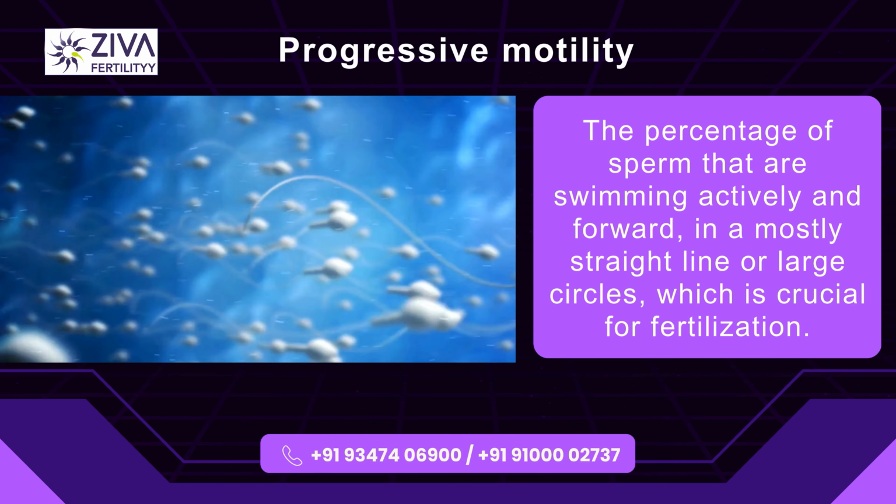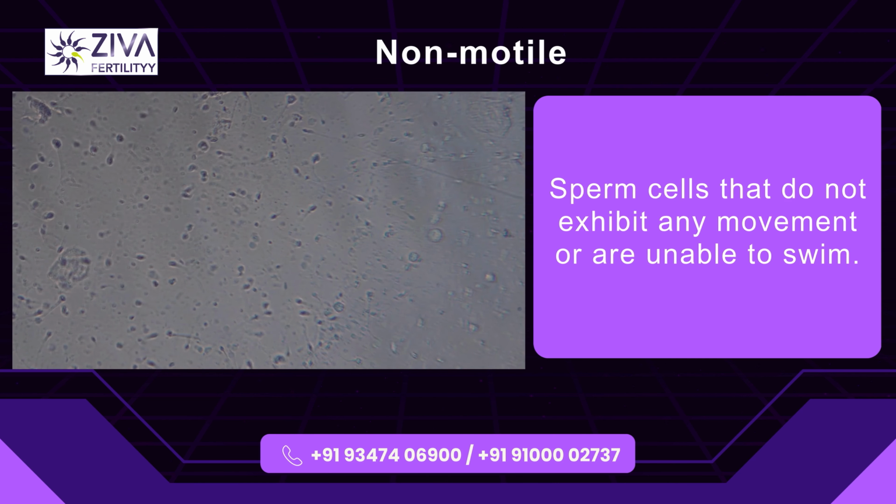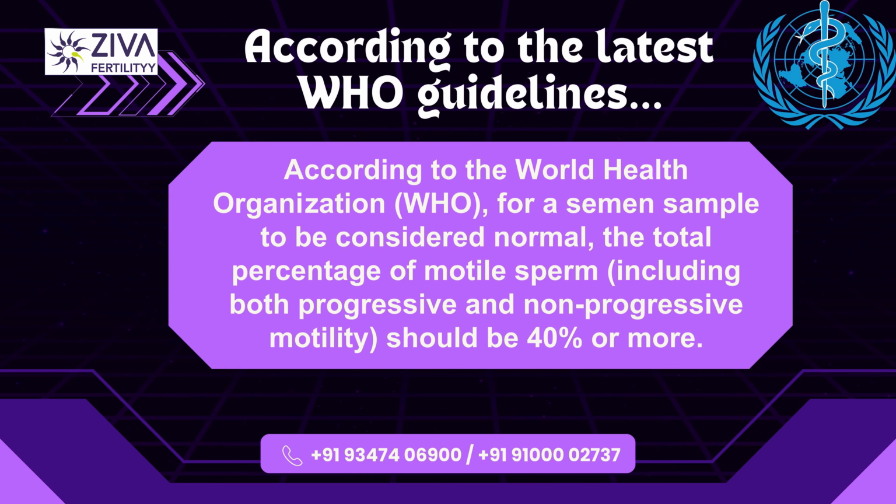Progression is anything that moves, non-progression is alive but it's not moving. Immotile is when it is not moving but we don't know if it's dead or alive. So, according to the latest guidelines of World Health Organization, progressive should be more than 32%. So, if we count 100, at least 32 or more should be progressively motile. And the total motile count of progression and non-progression, because they are alive, we are sure for that, should be more than 40%. So, this is the actual way motility should be assessed.